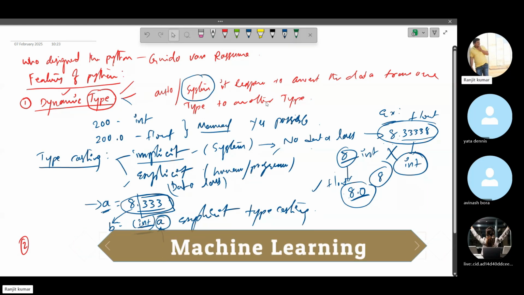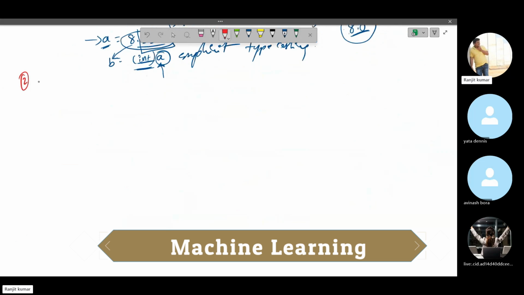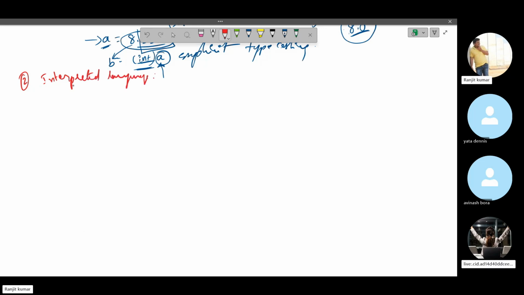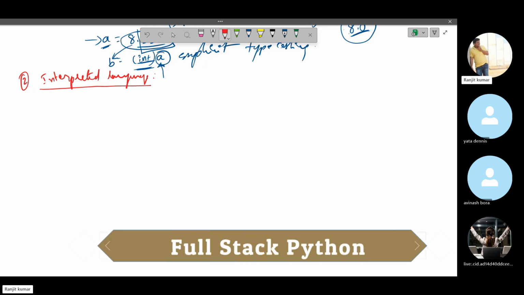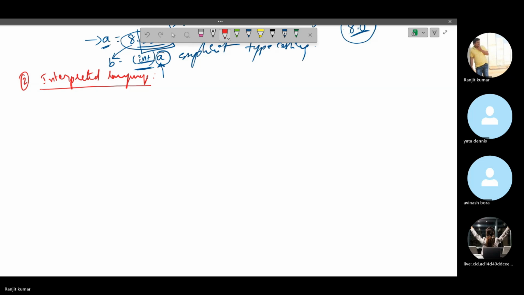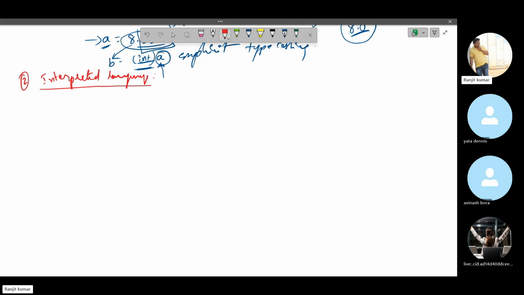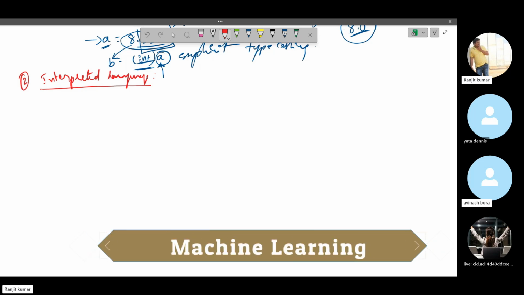Interpreted language. Is there any other language that is interpreted? JavaScript. JavaScript, sir. Very good, JavaScript. Very good. Can you elaborate what is an interpreter? What is the use of using the interpreter? Are there any benefits, or are there any drawbacks?